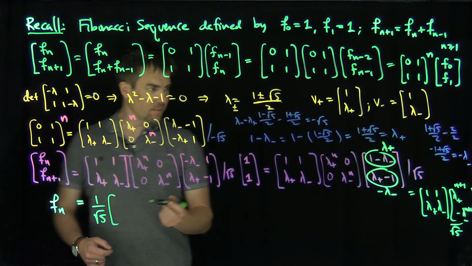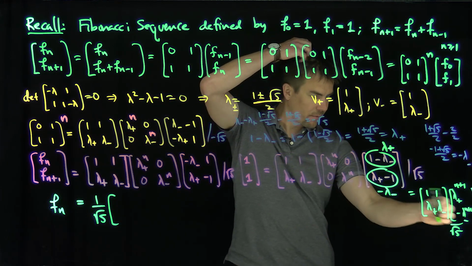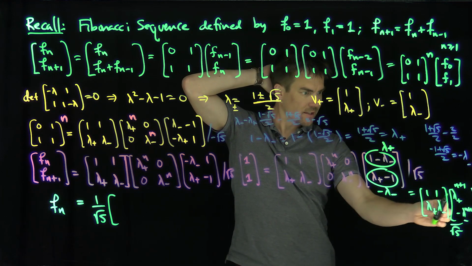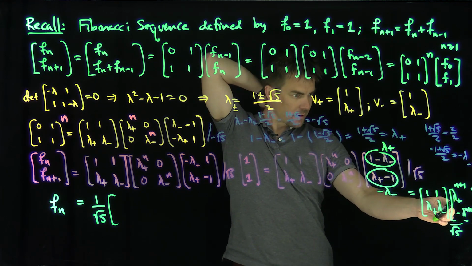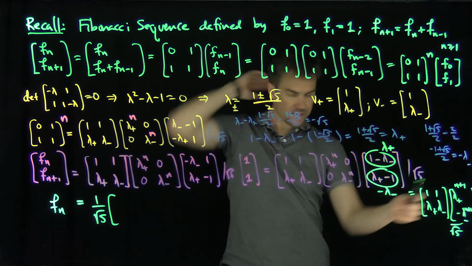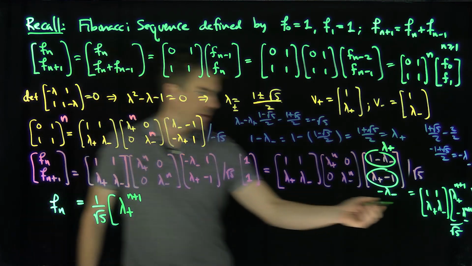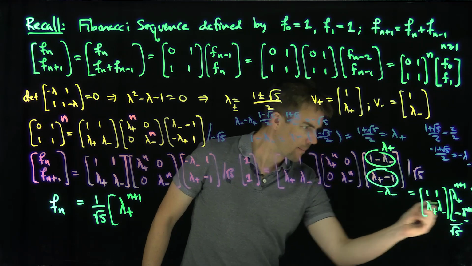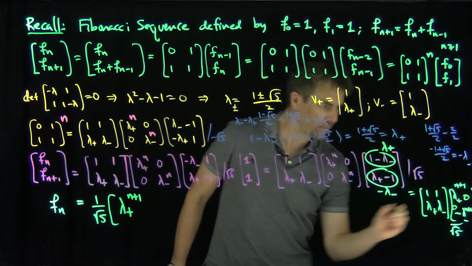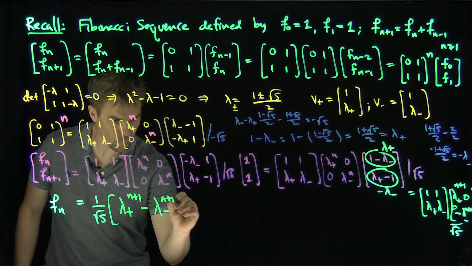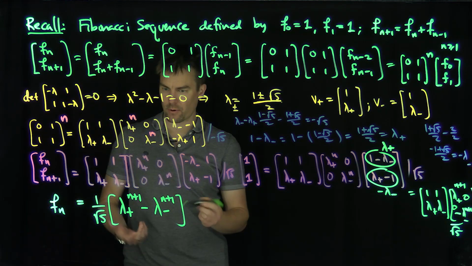Great. And so now I can figure out that if I do the first entry over here, that's going to be my Fn entry. It's going to be Fn, lambda plus to the n plus 1, and then minus, there's the minus sign right over here, minus, of course, 0, 0 everywhere, minus lambda minus to the n plus 1. And this is the Binet formula for the Fibonacci sequence.